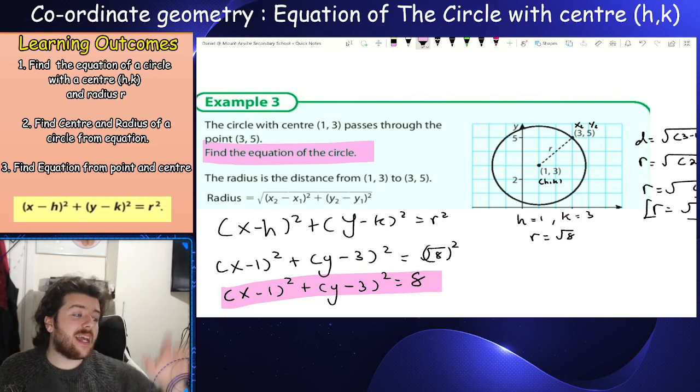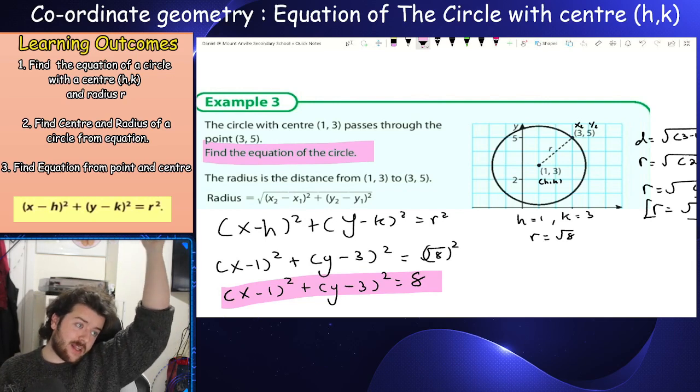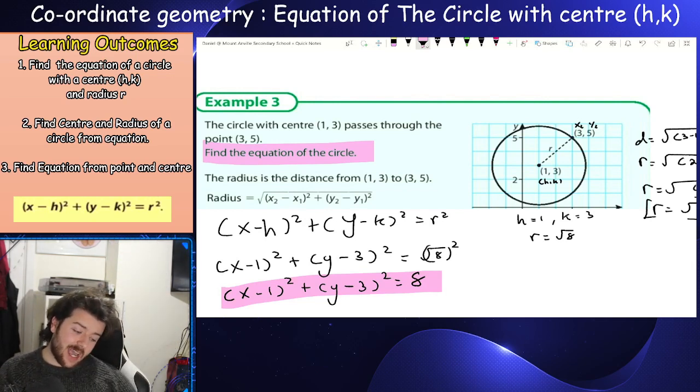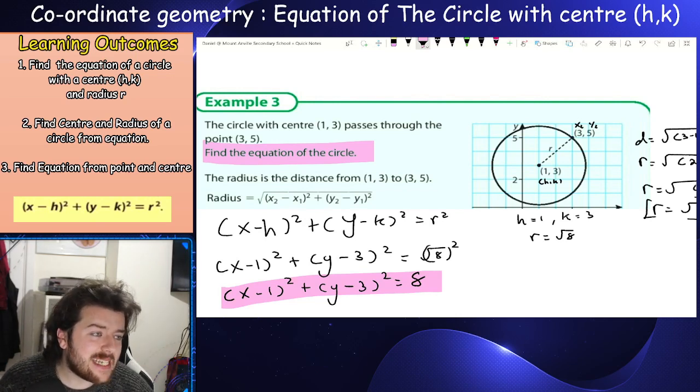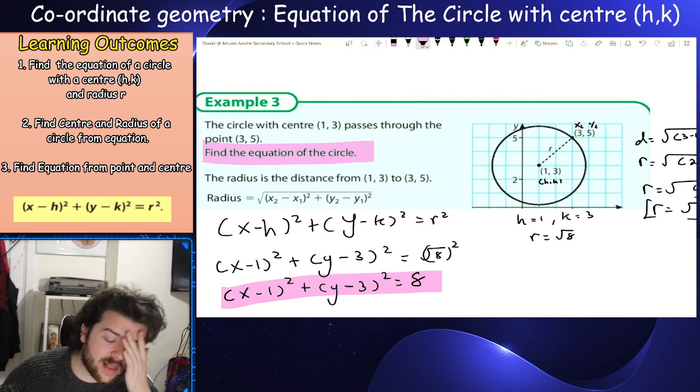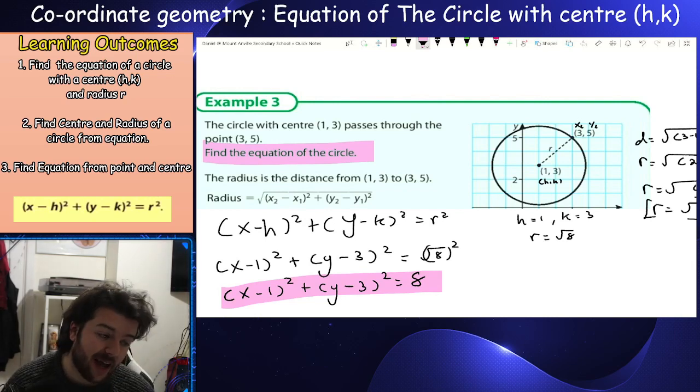And that finally ticks off our last point here. Find the equation from a point and a center. So the next video I'm going to be doing, we're going to be looking at some more difficult examples with the circle and finding the equation of a circle.